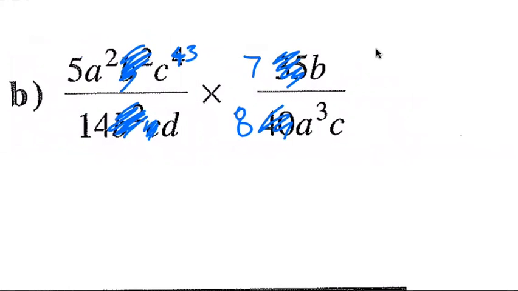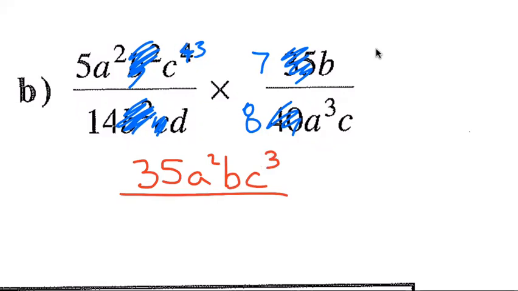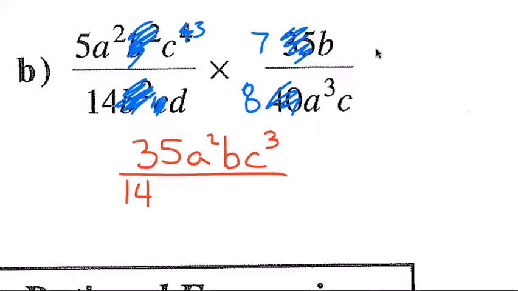So before I get too crazy, I'm not even going to try and do any cross reduction. I'm just going to simplify my numerator. 5 times 7 is 35. A squared, C cubed. Actually, I don't want the C cubed because B comes before C. B, C cubed, all over 14, A cubed, C, D.